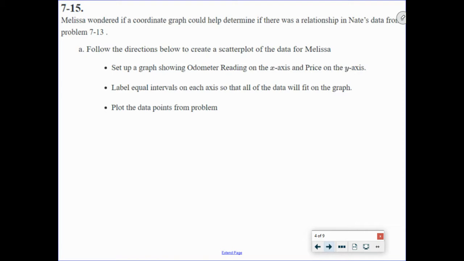Now, fortunately for you, we do actually have a handout for you. That's a handout that you should have right now, which already kind of set up the graph for you, okay? So it says set up a graph showing odometer reading on the x-axis and the price on the y-axis. Label equal intervals on the axis so that all the data will fit on the graph, and plot the data points. So you should have that handout already, and all you're going to do right now is fill out the data on that table, okay?